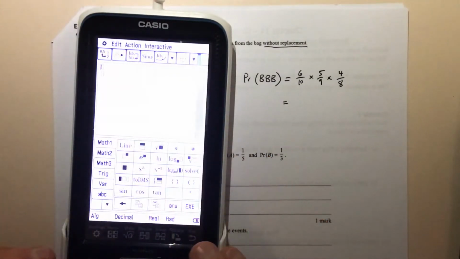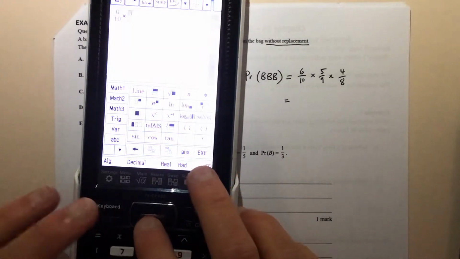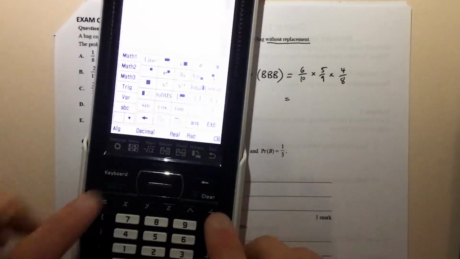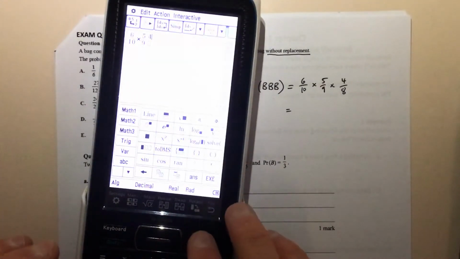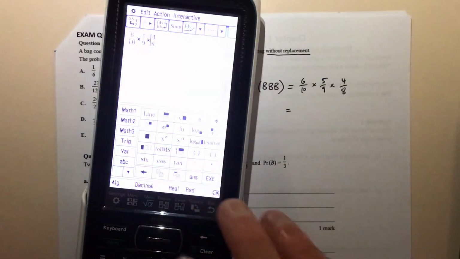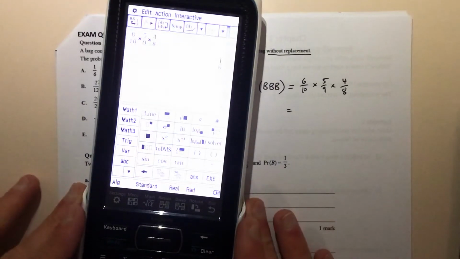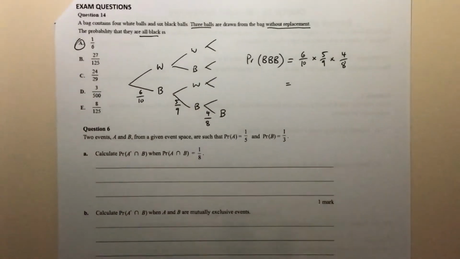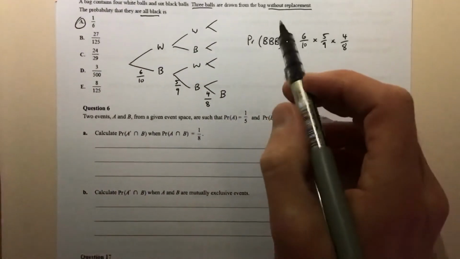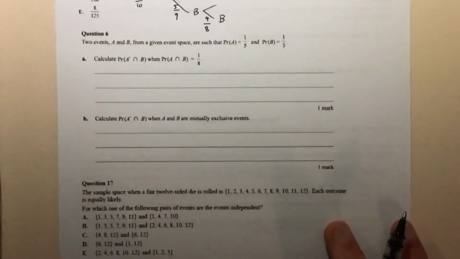So we've got 6/10 times shift divide, by the way. So pushing shift then divide gives you the fraction template. That can be a little small time saver. So you go shift divide and that brings up the fraction template. Oops, missed the times symbol there. Now the options were all in fractions, so I'm going to have the calculator in standard mode and we get 1/6. So that's option A. Okay, so a good tree diagram question there, and that key being without replacement, so the probabilities are changing at each selection.